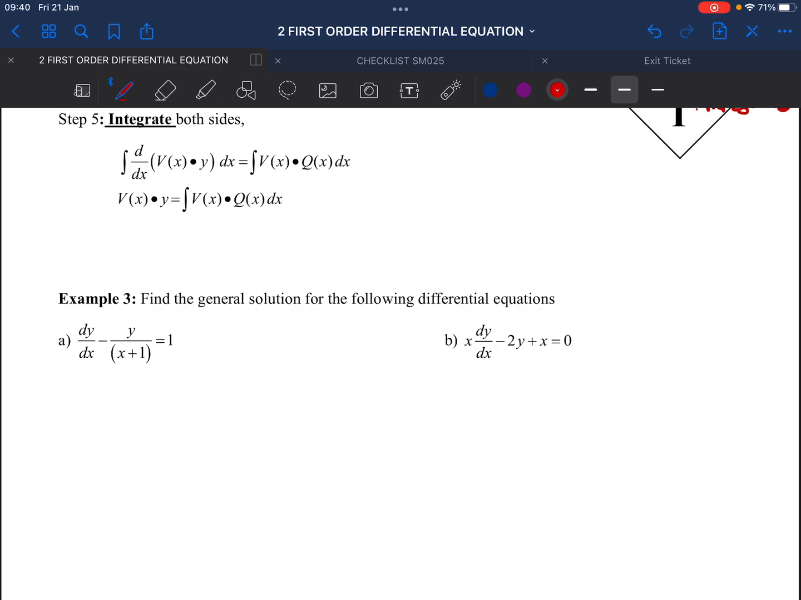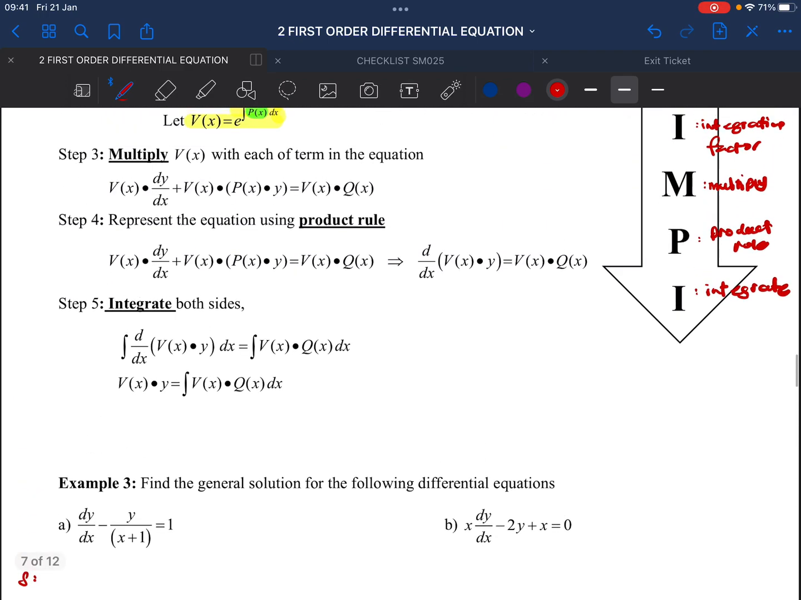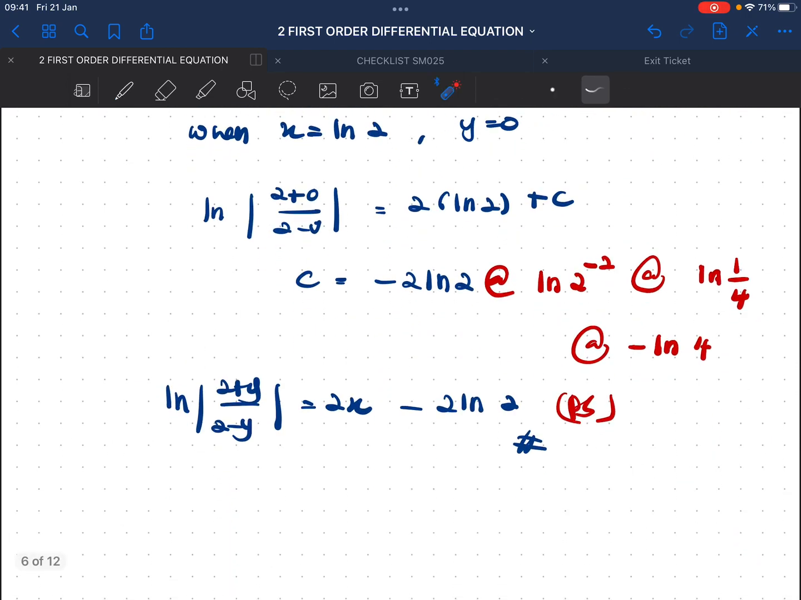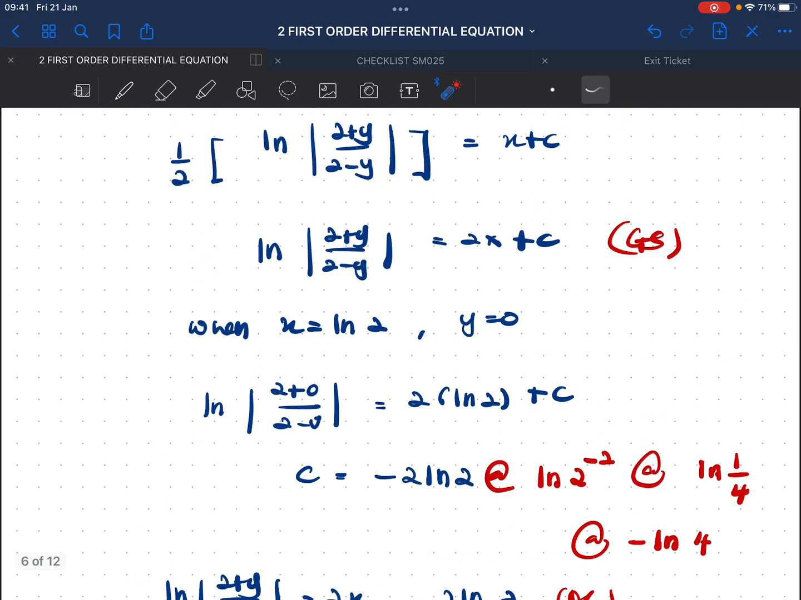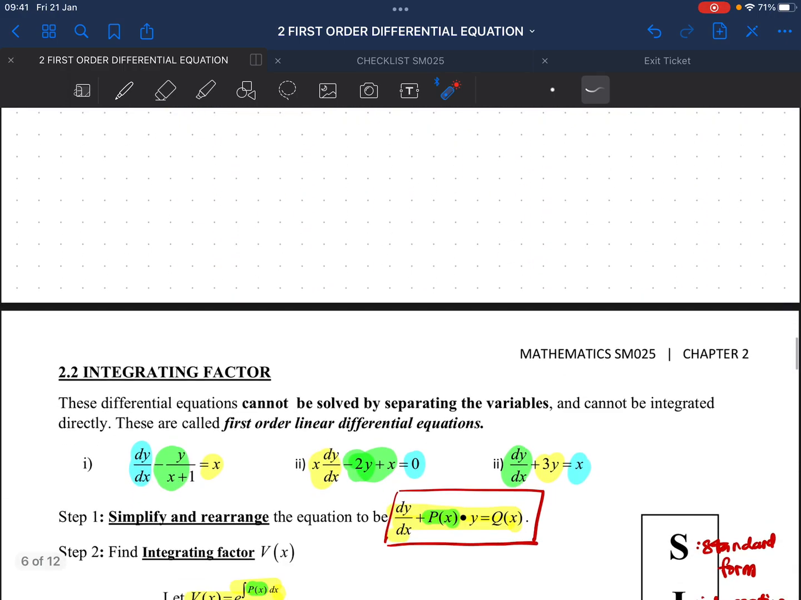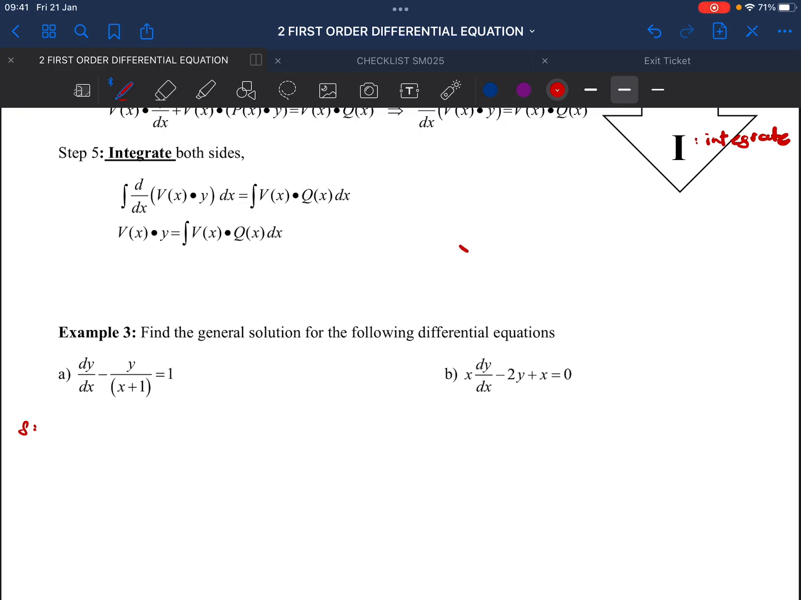Alright, so now let's look at example 3. The first step, the first S here, is to simplify. Simplify and make sure our equation is in standard form, and at the same time, please state your P(x) and Q(x). For separable, kita tak kisah. Kalau tengok dekat sini, jawapan kita tak kisah, this can be our final answer. But for integrating factor, y must be the subject. Y must be the subject, wajib.